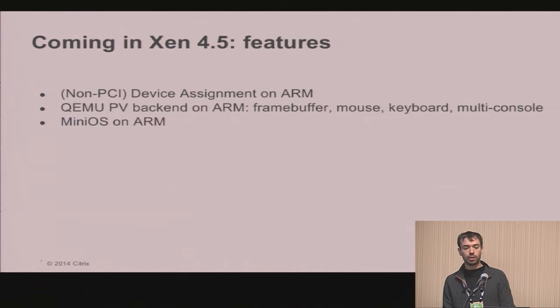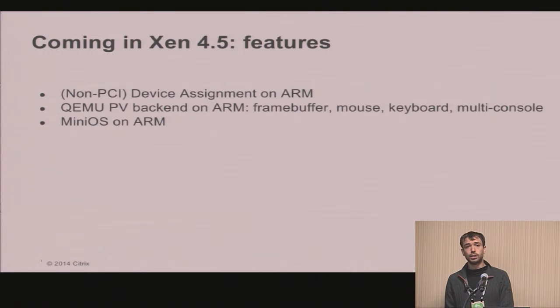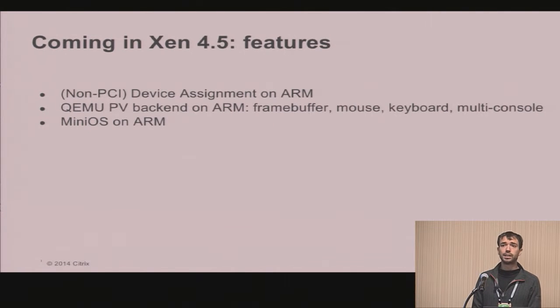It provides a frame buffer, a mouse, a keyboard, and a console backend. At the very least, the frame buffer, mouse, and keyboard backends are useful. So now we can build and run QEMU on ARM to provide this backend. We still do no emulation whatsoever on Xen on ARM. MiniOS on ARM. MiniOS is a tiny BSD kernel that is a unikernel. It's used to run a single application in kernel space, and it's been ported to ARM.